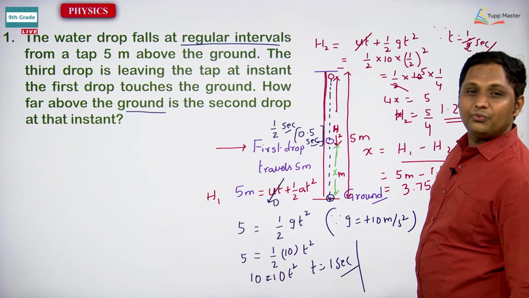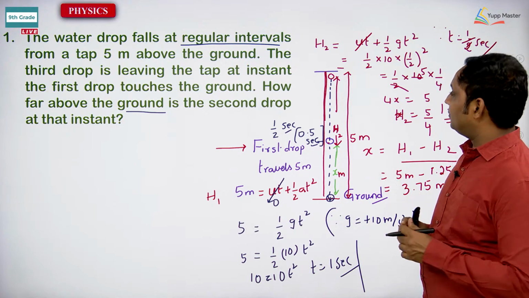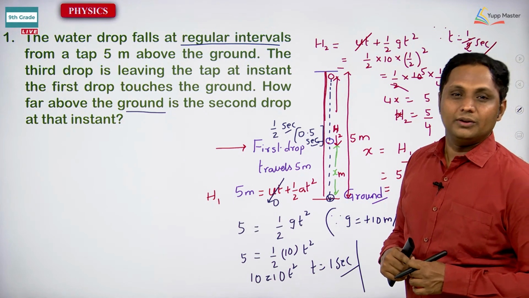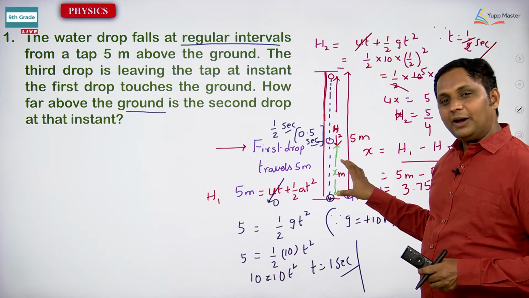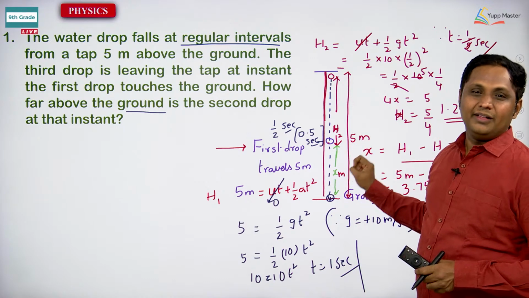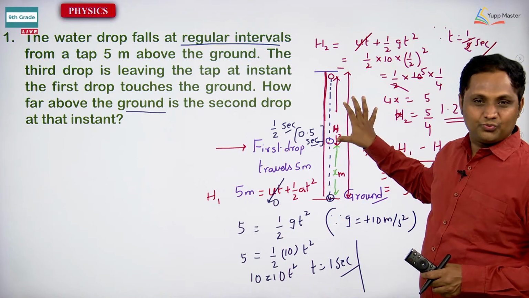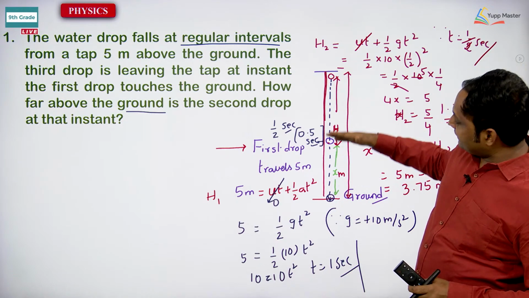So, in this question, please see that the first ball has reached that h1 distance height, and the second ball is at H2, right.